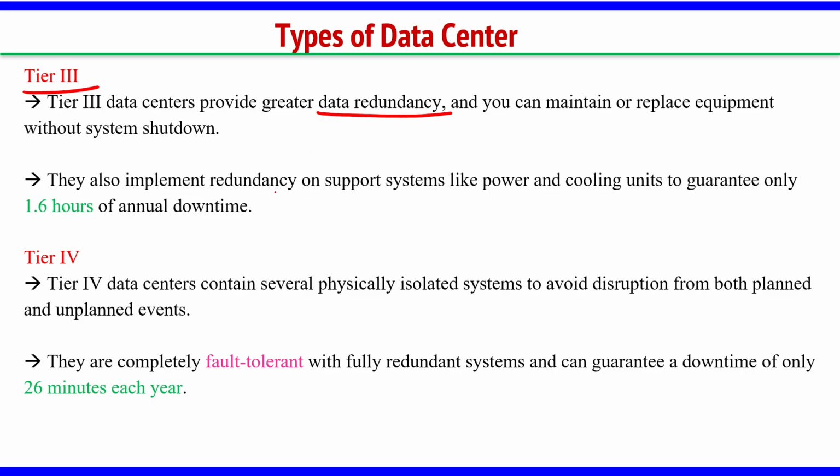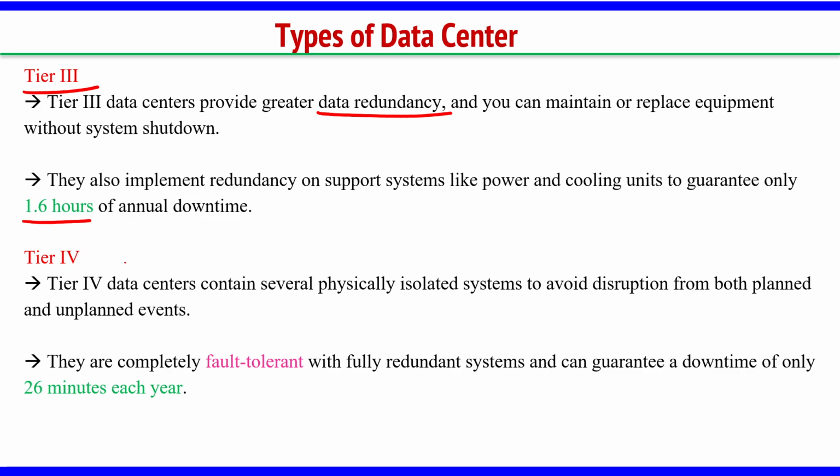They also implement redundancy on support systems like power and cooling units to guarantee only 1.6 hours of downtime. See this. Overall, in the whole year, the annual downtime is just 1.6 hours. It is that powerful, and that much availability is there.